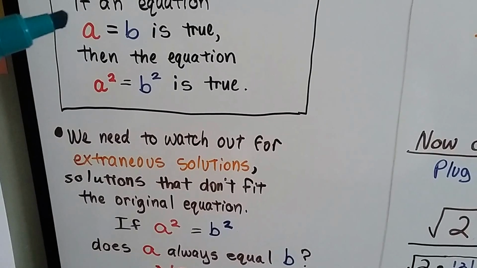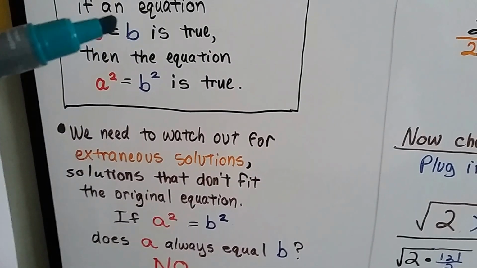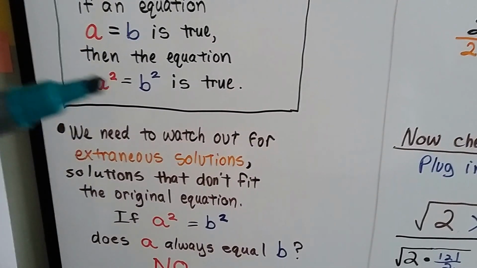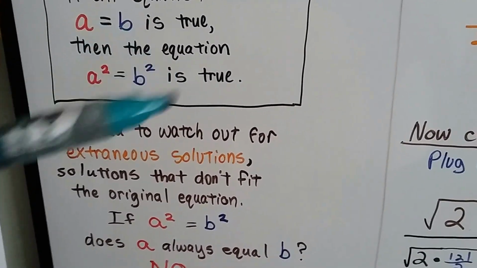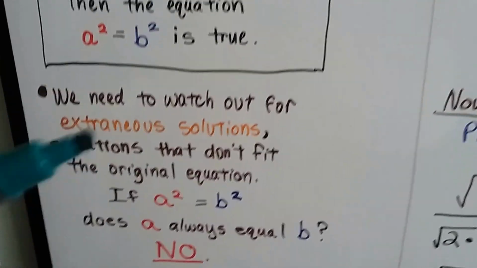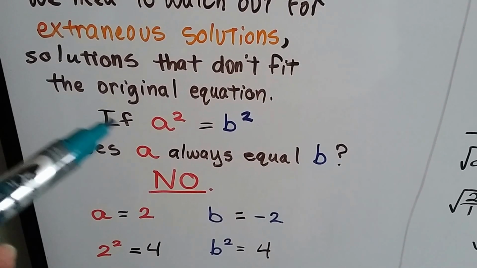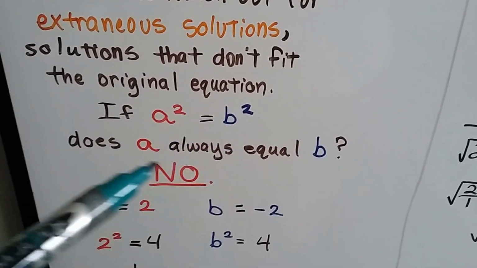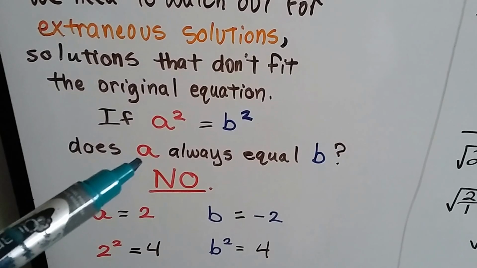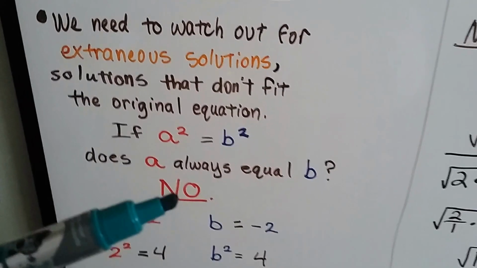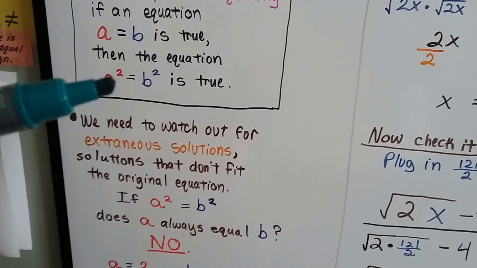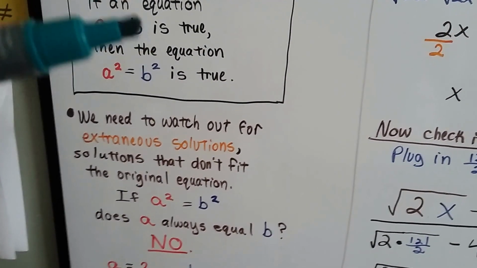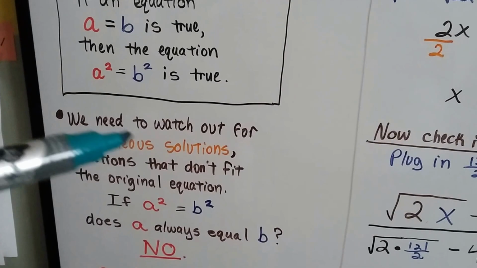So we can say a equals b being true is going to make this true, but just because this is true does not mean this is true. We can't flip it around and make them both true. Watch. If a squared equals b squared, does a always equal b? No. Just because these being true makes this true doesn't mean this being true makes this true. We can't turn it around.